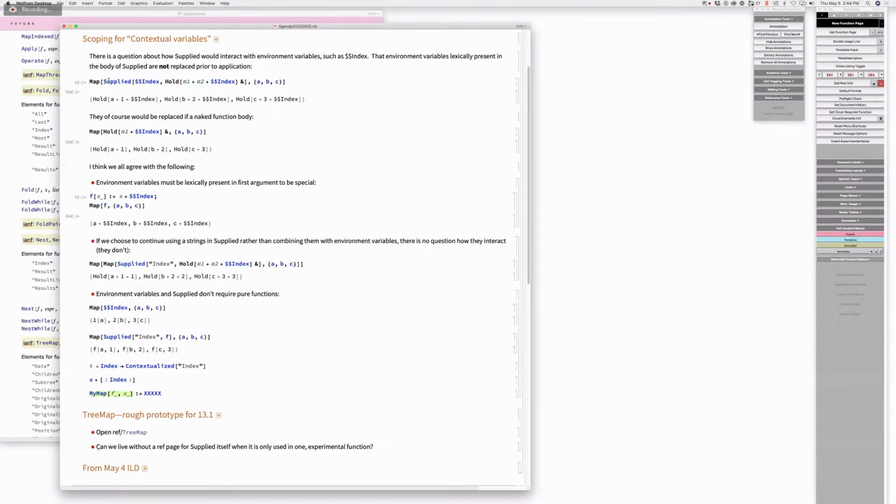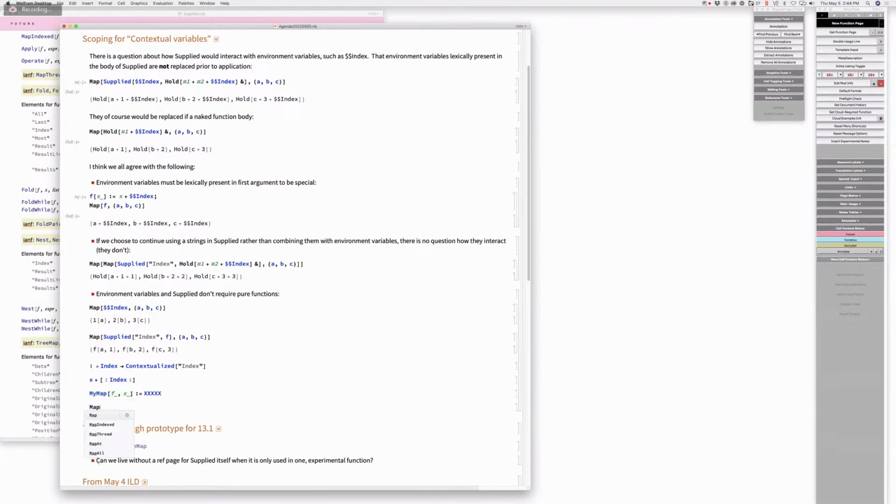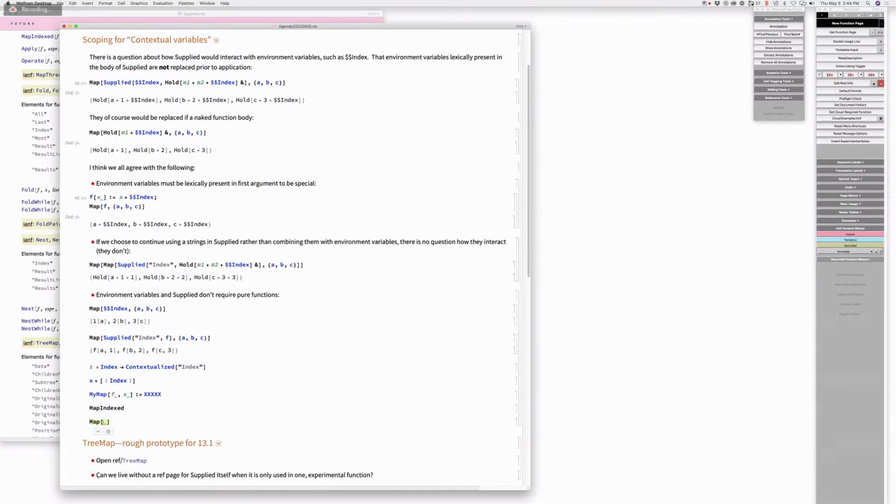Right. So supplied of quotes index turns map into map indexed. Yes. Well, of quotes position, but yes. Okay. Right. So map index, somewhat confusingly, is map of supplied position, f.